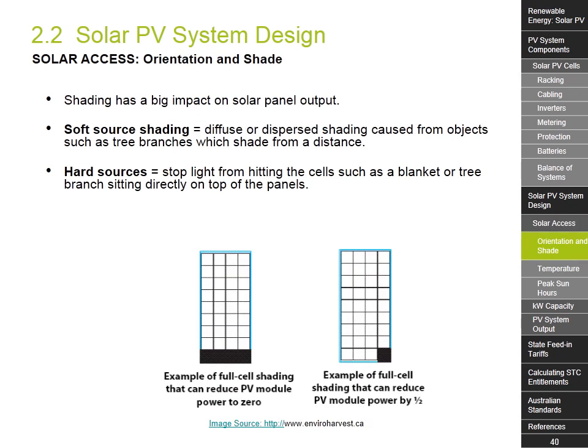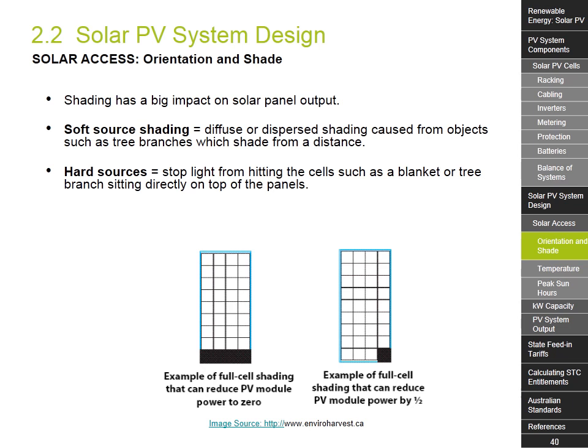Shading has a big impact on solar panel output and is generalized into two categories. Soft source shading is defined as diffused or dispersed shading, caused by objects such as tree branches which shade from a distance. Hard shading sources are defined as those that stop light from hitting the cells, such as a blanket or tree branch sitting directly on top of the panels.